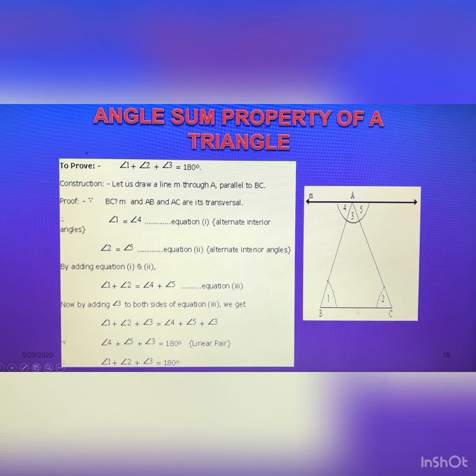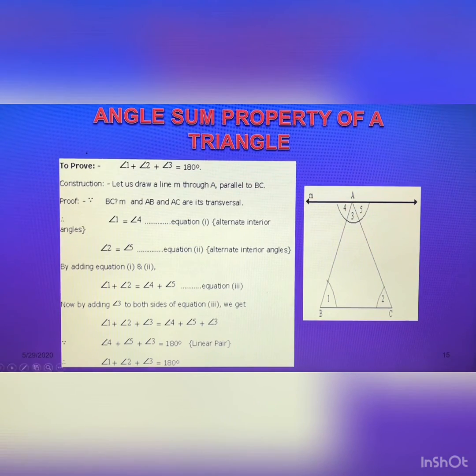Now if this is a transversal line, then we can say that angle 1 equals angle 4. Why? This is angle 1 and this is angle 4. These are alternate interior angles. Similarly, angle 2 and angle 5 are also equal. Let this be equation number 1, because these are alternate interior angles. Angle 2 and angle 5 are also alternate interior angles.